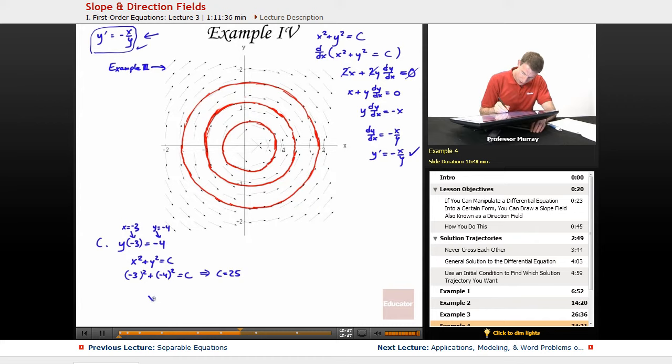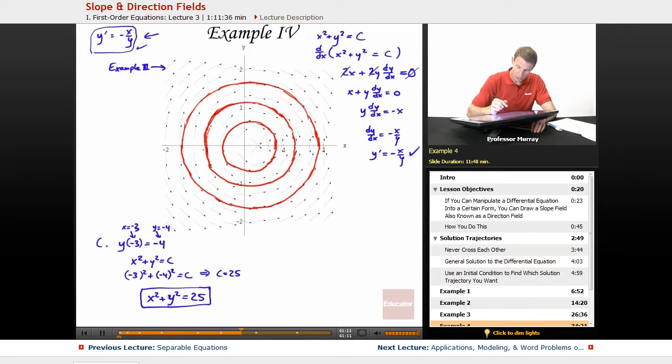And so if I plug that back into the general solution, what I get is x squared plus y squared is equal to 25. Now, that is an equation we can readily recognize as the equation of a circle of radius 5. Let me just show what that kind of represents here on the picture.